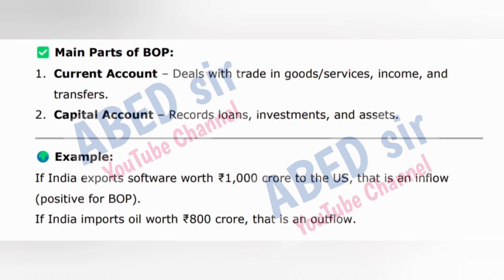Main parts of BOP. 1. Current account deals with trade in goods, services, income and transfers. 2. Capital account records loans, investments and assets. Example: if India exports software worth 1,000 crore rupees to the US, that is an inflow, positive for BOP. If India imports oil worth 800 crore rupees, that is an outflow.